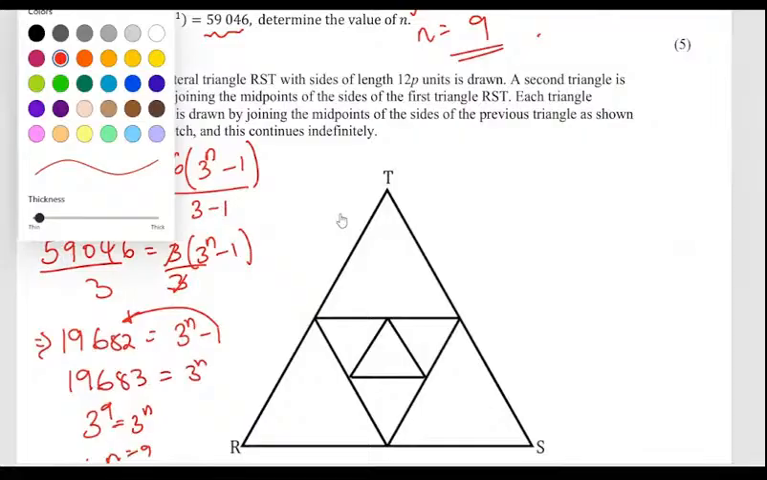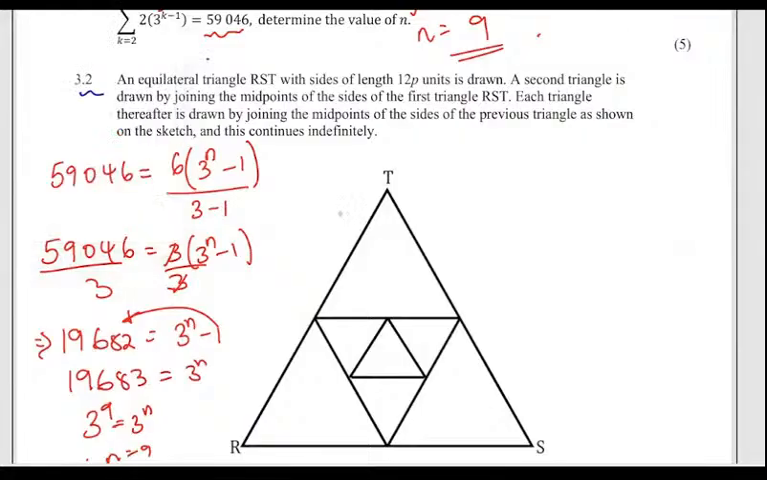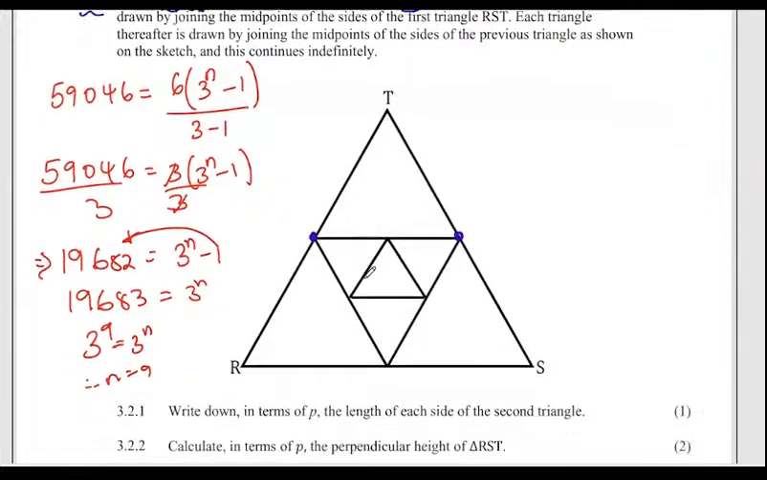Then 3.2, there is an equilateral triangle. Equilateral simply means the sides are equal. So we have a triangle with perimeter 12p units drawn. A second triangle is drawn by joining the midpoints. But still the triangle remains equilateral. So we continue joining the midpoints up until forever.